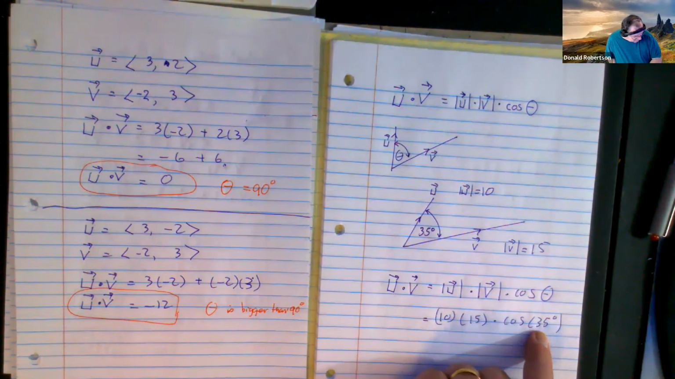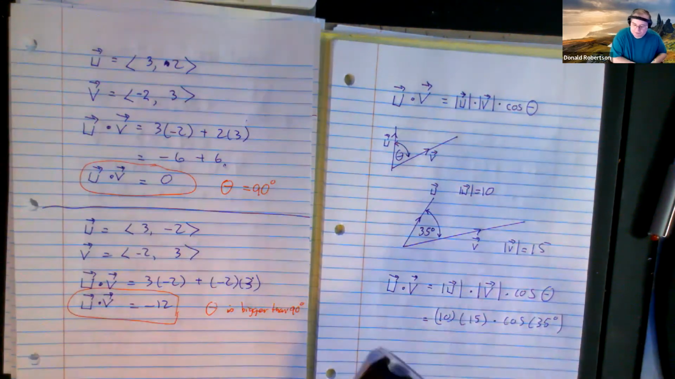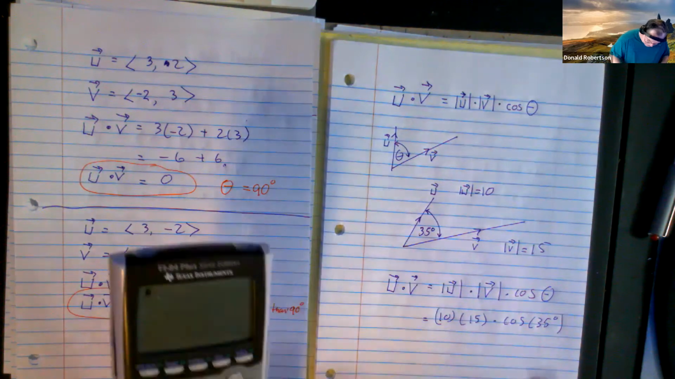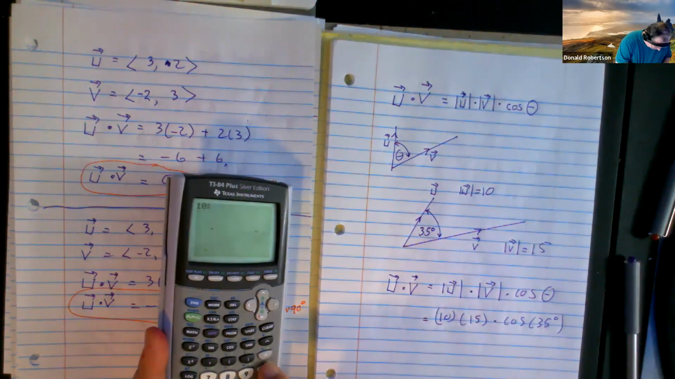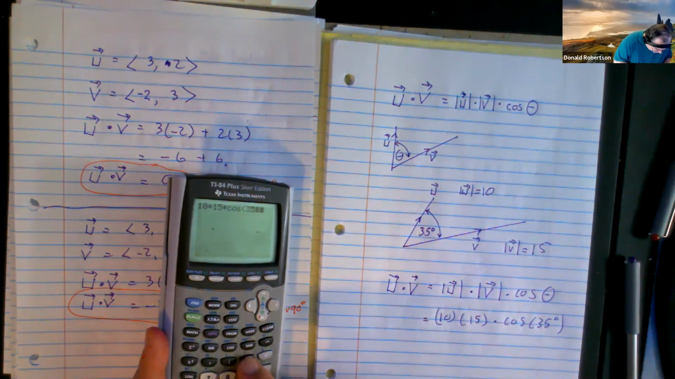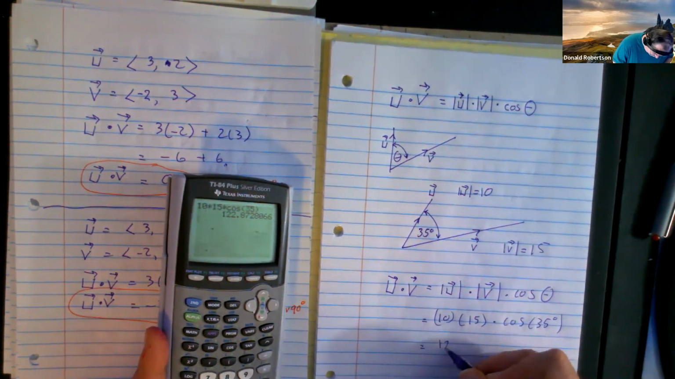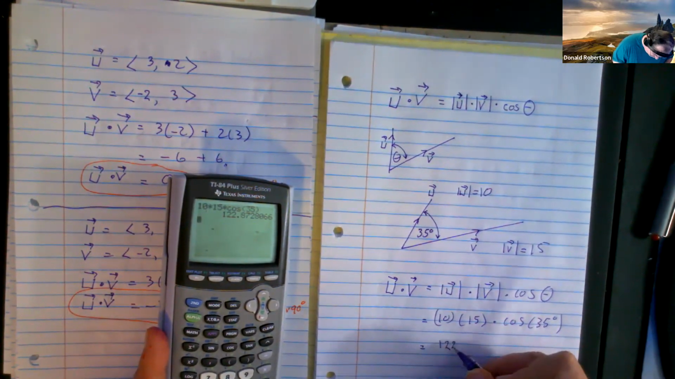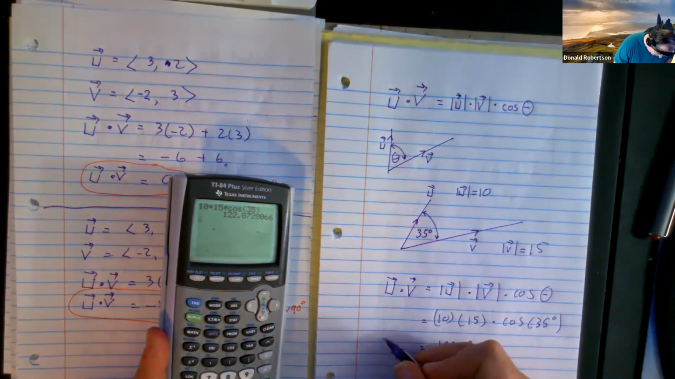Now, if this angle is in your unit circle, you would do that as an exact value. If it's an angle that's not in your unit circle, then you do it to whatever accuracy they ask for. So let's say it's 1 decimal place in this question. So you go 10 times 15 times the cosine of 35 degrees, and I get that the dot product here is 122.9 to 1 decimal place.